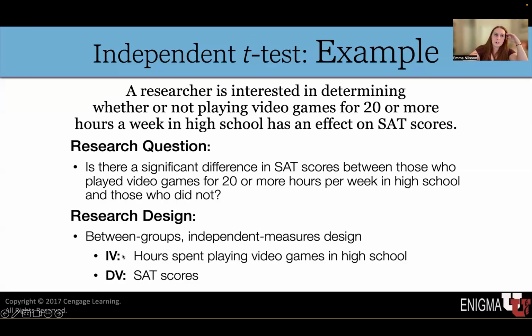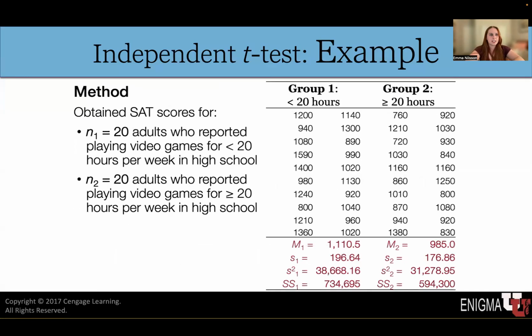Your independent variable is going to be the hours that they spent playing video games in high school. And then the dependent variable, the one you're measuring, is their SAT scores. So the method that we're going to use is we're going to obtain the SAT scores for two different samples. Sample 1 is going to be 20 adults who reported playing video games for less than 20 hours per week in high school. We're going to collect all their SAT scores.